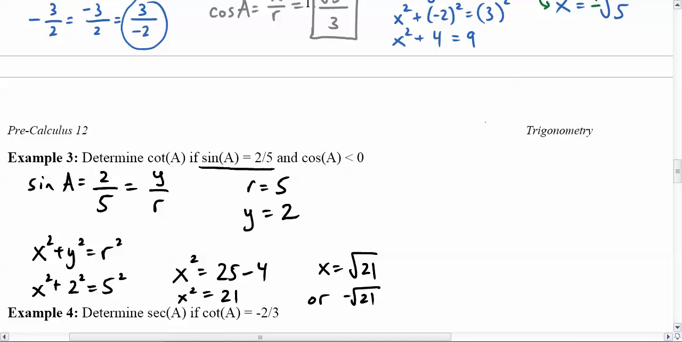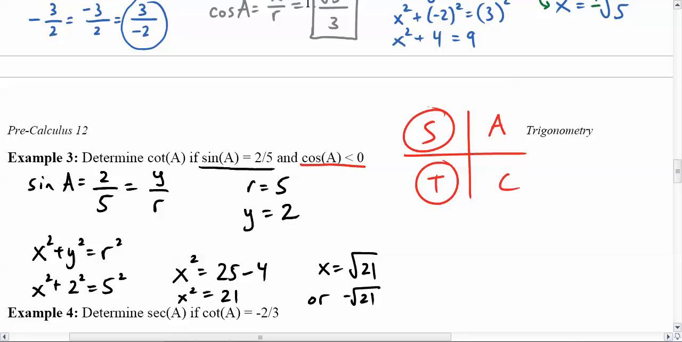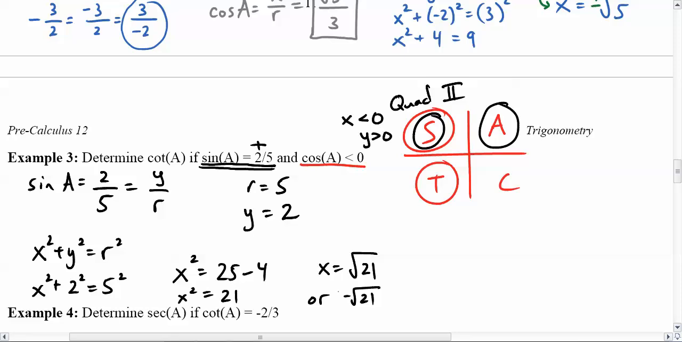So now I have to use my other pieces of information. It tells me that cosine is negative. So using All Students Take Calculus, I know I have to be in quadrants 2 or 3. I can also use the fact that sine is positive to know that I have to be in quadrants 1 or 2. So where those overlap is in quadrant 2. And in quadrant 2, x is negative, y is positive. So now I know that I am looking at a negative x value.